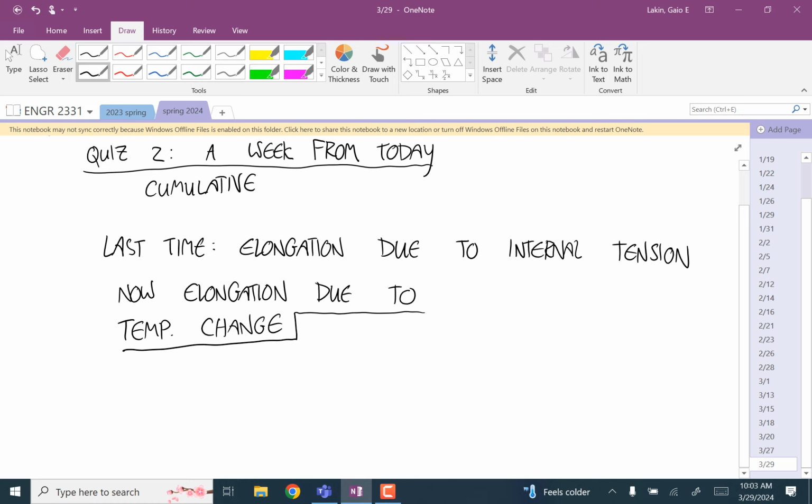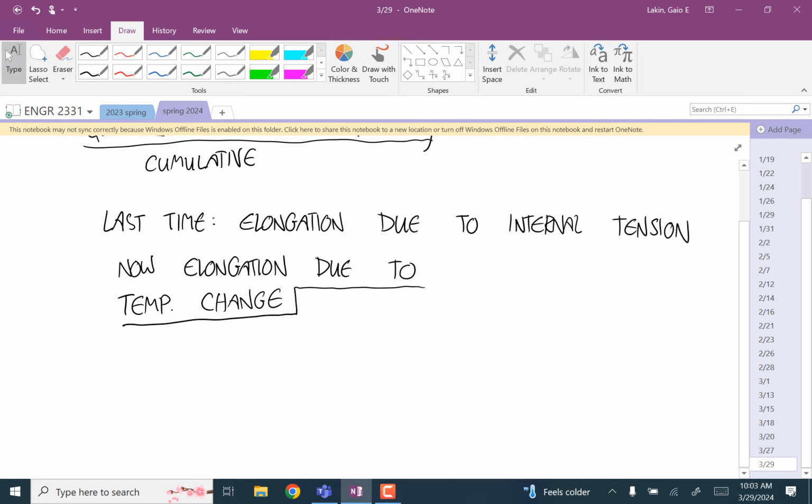Mathematically, this one's a little simpler. The math isn't too complicated for any of this, but I'm going to call it delta sub T for thermal. So the change in length due to thermal changes is equal to alpha, a coefficient of thermal expansion, times the length, times the change in temperature. This alpha is called the coefficient of thermal expansion, and you can just look that up for a given material.